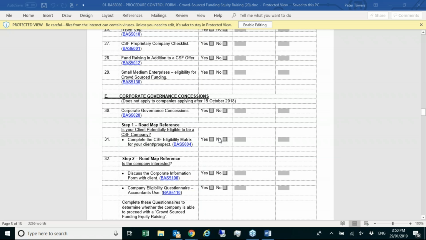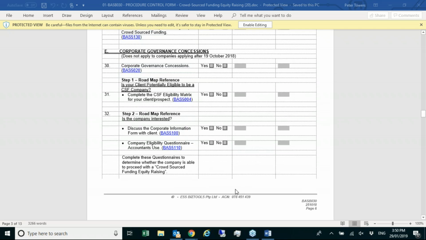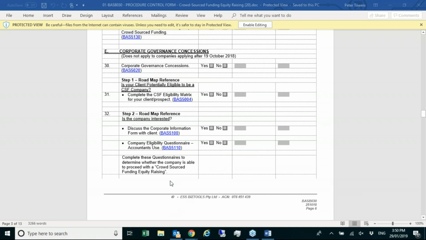Yeah. I'm just thinking of the sole purpose test, obviously. Well, that's the super fund trustee's decision, nothing to do with the company, is it? That's correct. Obviously, the trustees, in all this, have got to think through.